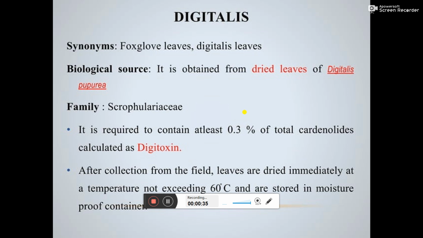Actually, this drug is dried at temperature below 60 degrees Celsius immediately after collection of leaves. It also requires some precautions, right? Because this drug contains 0.3% of total cardenolides, which generally contain digitoxin. So special precaution is required. It is immediately dried, not exceeding 60 degrees Celsius, and it is stored in a moisture-proof container.